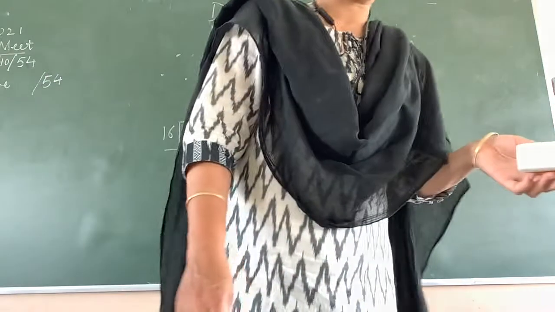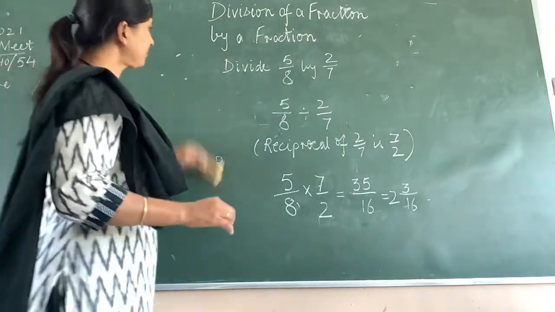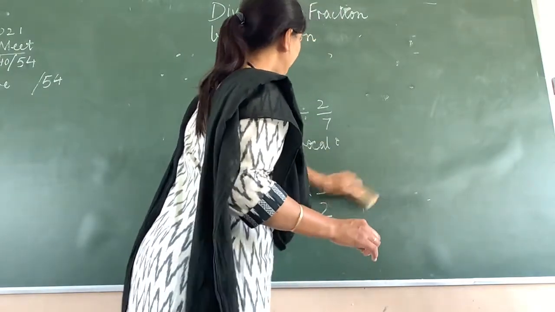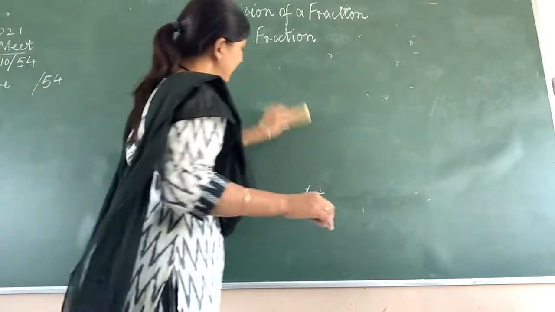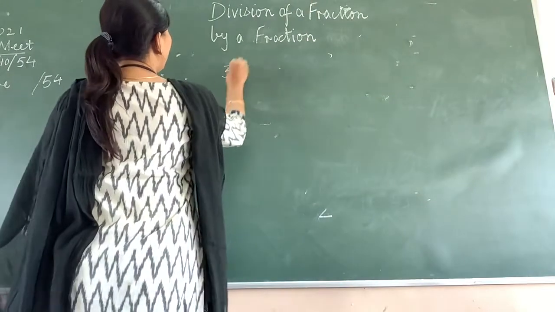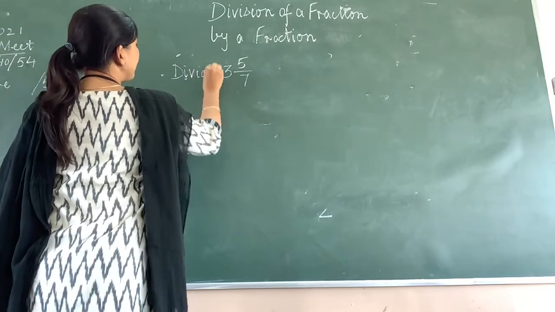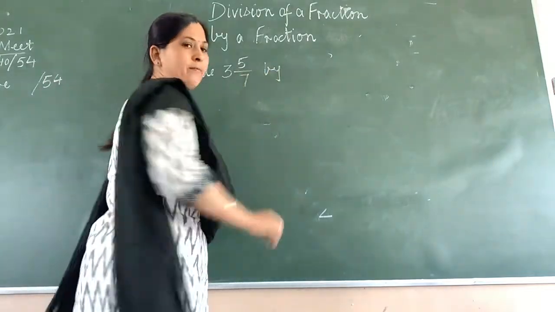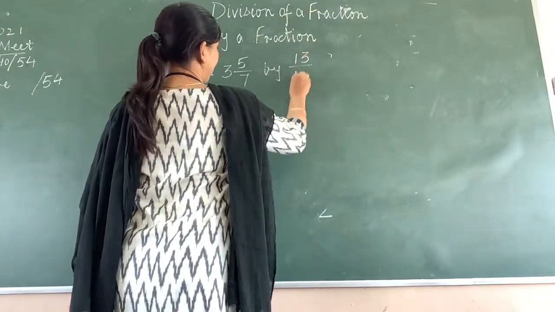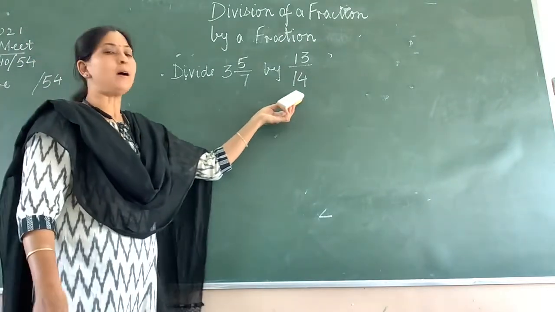Now let us take a mixed fraction and a fraction. Let us take another example. Let us divide 3 whole 5 over 7 by 13 over 14. Okay, now see, we have to divide a mixed fraction by a fraction.